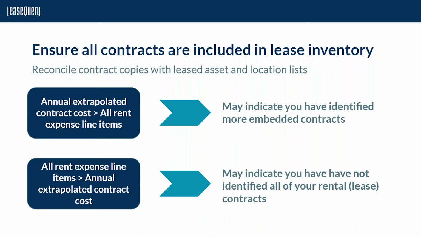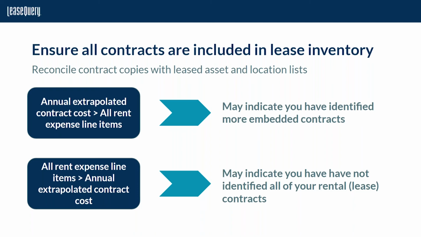Lastly, you can analyze your rent expense to see if any contracts may be missing. Extrapolate the annual rent expense from your final lease listing using the payment information from the contracts. Reconcile that amount to the total annual rent expense from all your rent accounts. Is your total actual rent expense larger than the extrapolated amount? This may indicate that you haven't included all your rental agreements in your lease listing. Are there some leases that still need to be added to your lease listing? In other words, you're paying rent for agreements that may not have ended up in your lease portfolio.